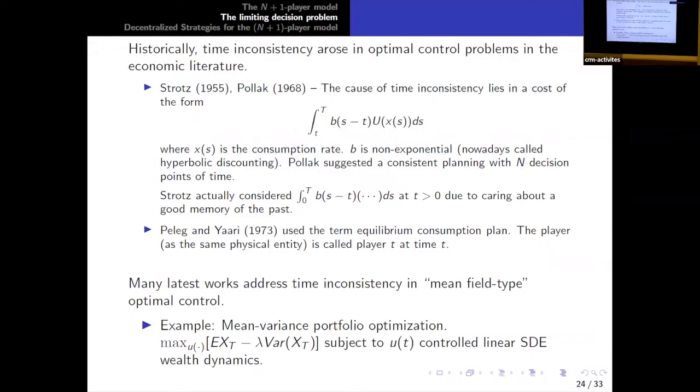Okay, and for his problem, there is a total budget constraint condition. Okay, that's why when you include the past, then the past still can affect the control in the future. Okay. So for a cost like this, when the discount function is non-exponential, you will get time inconsistency.